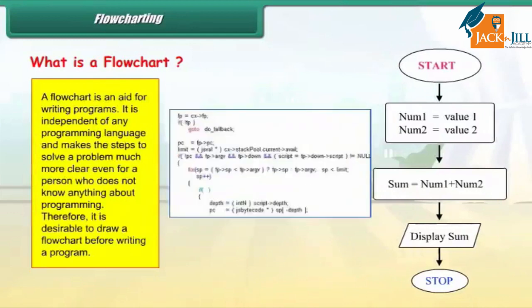A flowchart is an aid for writing programs. It is independent of any programming language and makes the steps to solve a problem much more clear even for a person who does not know anything about programming. Therefore, it is desirable to draw a flowchart before writing a program.